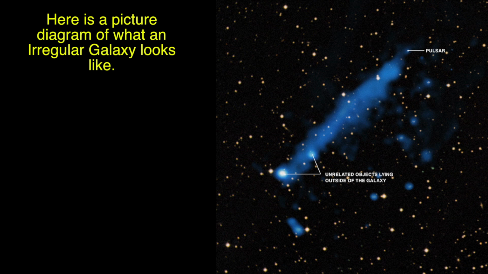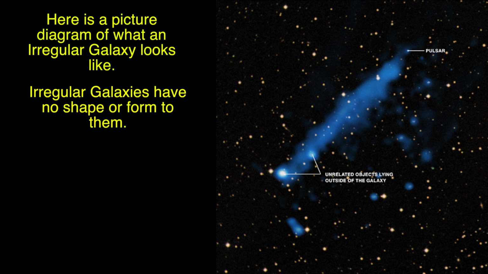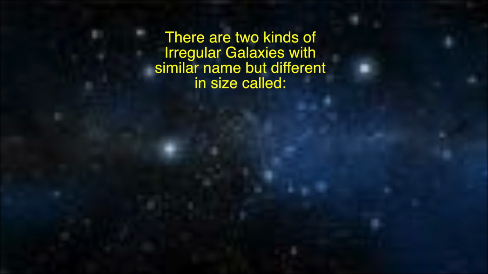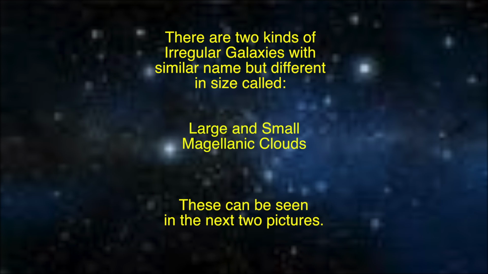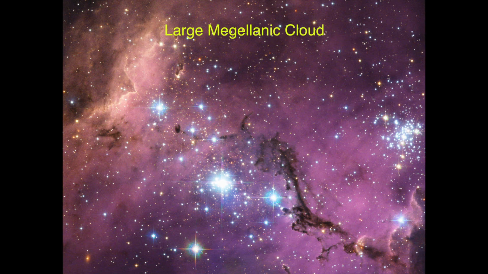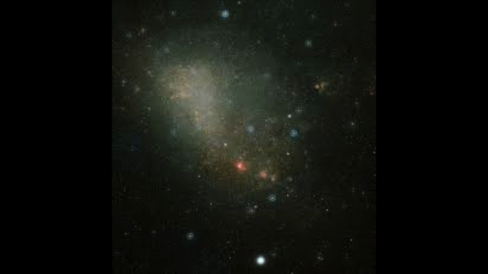Here's a picture diagram of what an irregular galaxy looks like. Irregular galaxies have no shape or form to them. Another interesting object found in the irregular galaxies are black holes. There are two kinds of irregular galaxies with similar names but different in size, called the Large and Small Magellanic Clouds. These can be seen in the next two pictures. Large Magellanic Cloud. Small Magellanic Cloud.